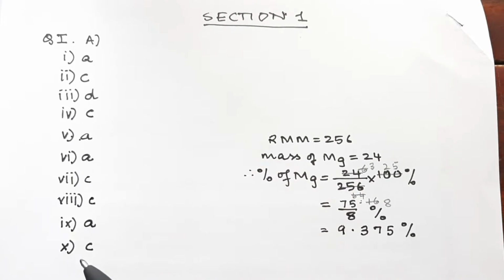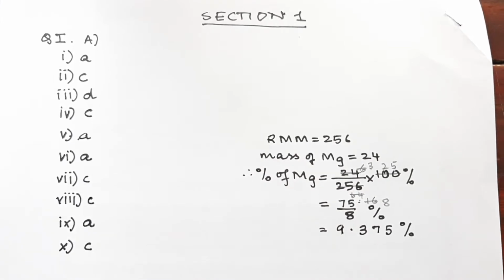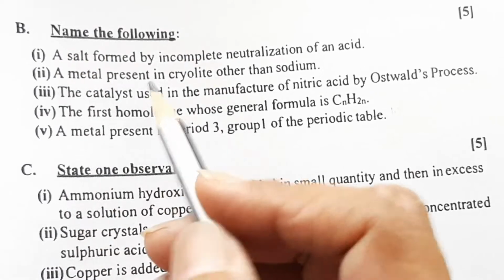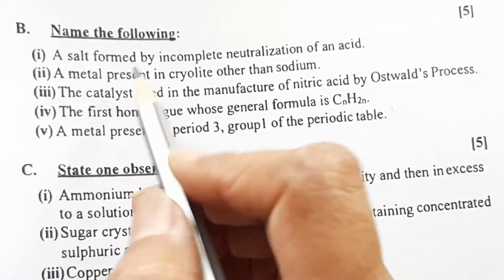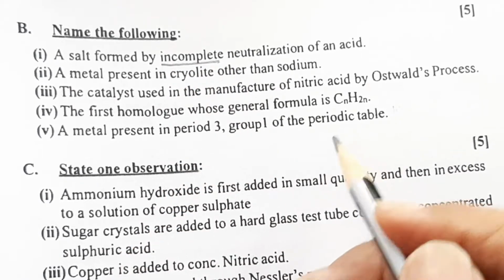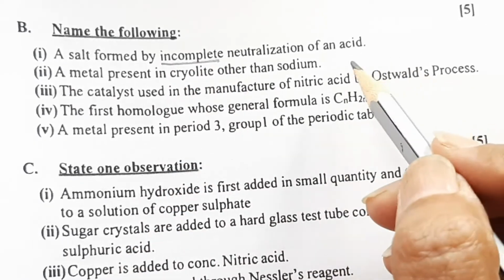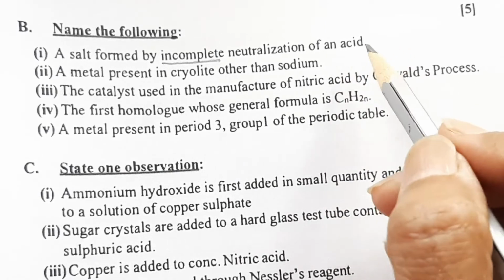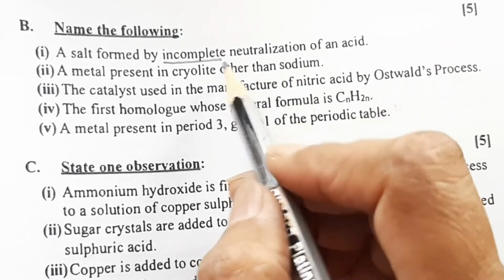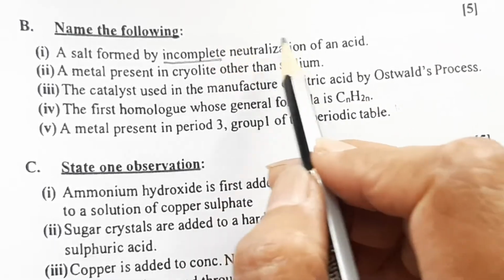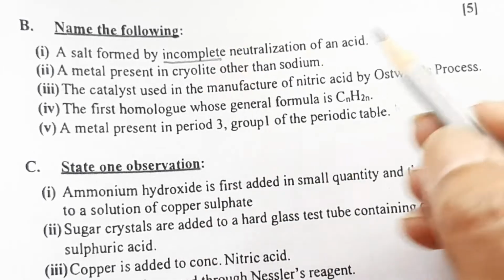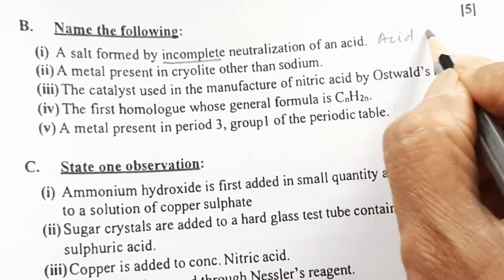This is of 10 marks. Let us come to part B. Question 1B is name the following. Number 1, a salt formed by incomplete neutralization of the acid, which means the acid must be having more than 1 hydrogen ion per molecule of it in aqueous solution, which means you are going to have some salt which will have H also in that. That will give us the acid salt.